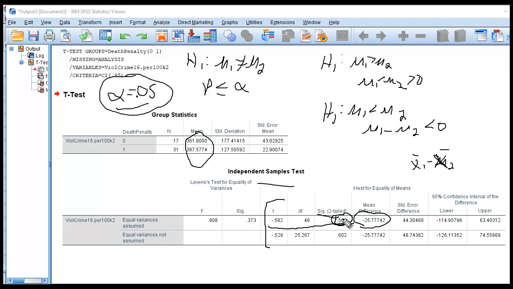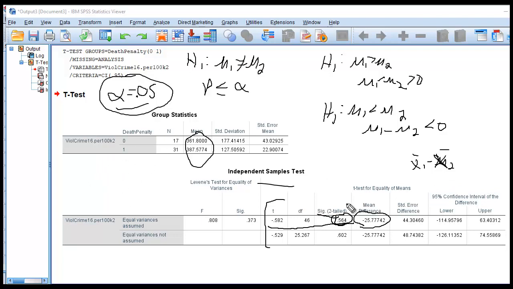So given that the p-value right here is greater than alpha, we would not infer that there is a significant population mean difference between states with and without the death penalty in terms of the violent crime rate.